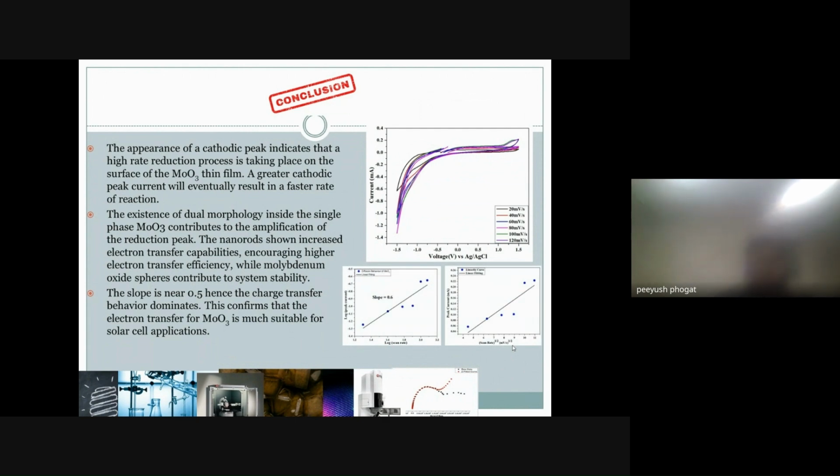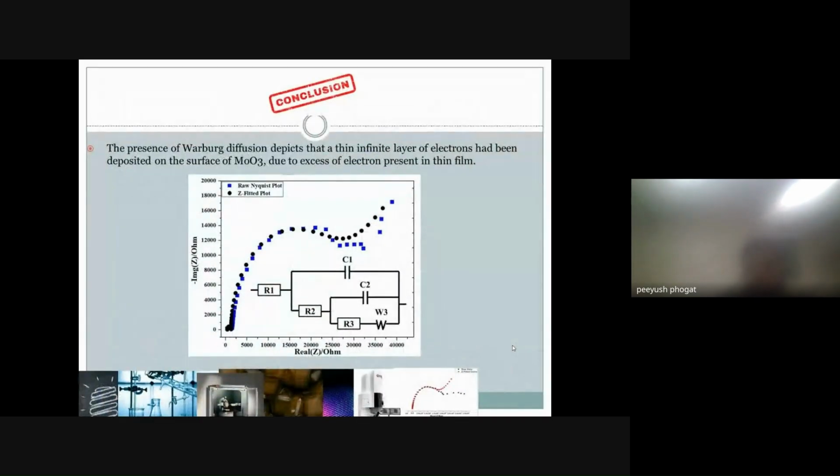The nanorods show increased electron transfer capabilities, giving higher electron transfer efficiency, while molybdenum oxide spheres contribute to system stability. The slope came out to be 0.5, which shows better suitability for diffusion controlled solar cell application. And the presence of Warburg diffusion depicts that a thin layer of electrons has been deposited on the surface of MoO3 due to the excess of electrons present in the thin film.